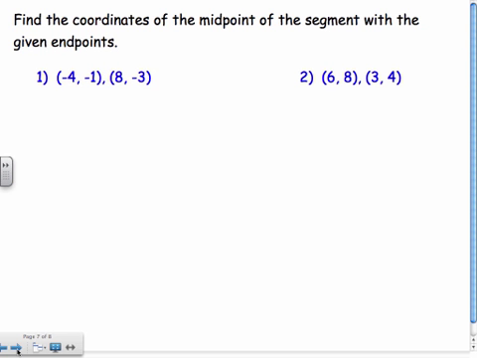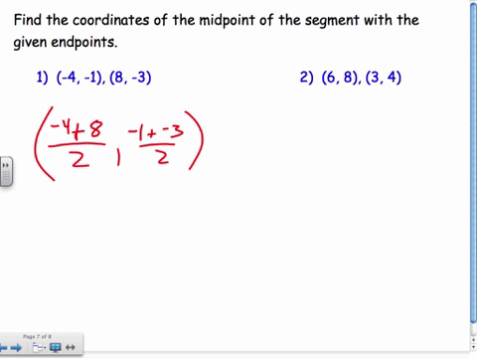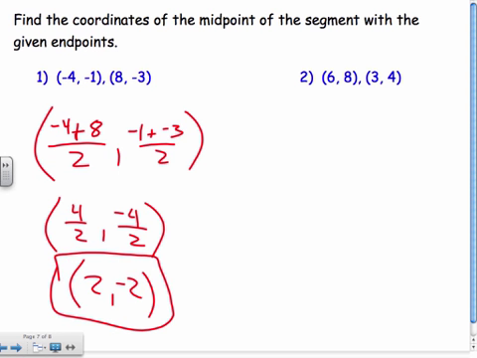So let's just look at a couple examples. I can do this nice and quick. So find the coordinates of the midpoint. Well, it's the average of the x's. So negative 4 plus 8 divided by 2, and the average of the y's. Negative 1 plus negative 3 over 2, which gives us what? 4 over 2 and negative 4 over 2. And we should simplify, so 2, negative 2. Done. Pretty straightforward, right? Find the average of your x's, 6 plus 3, divide by 2, and the average of your y's, 8 plus 4, divide by 2.